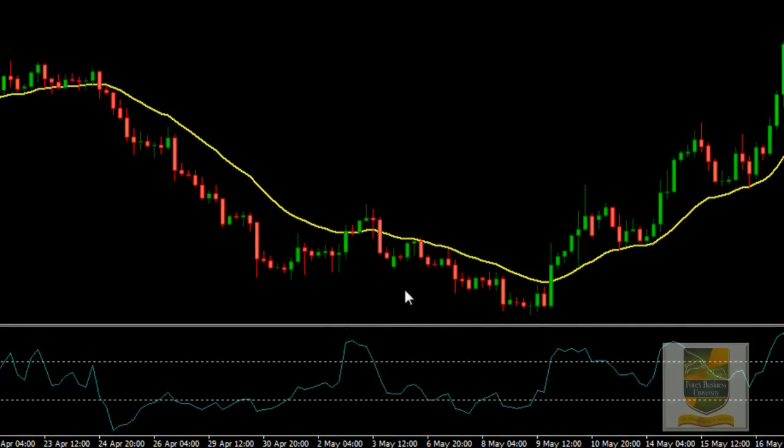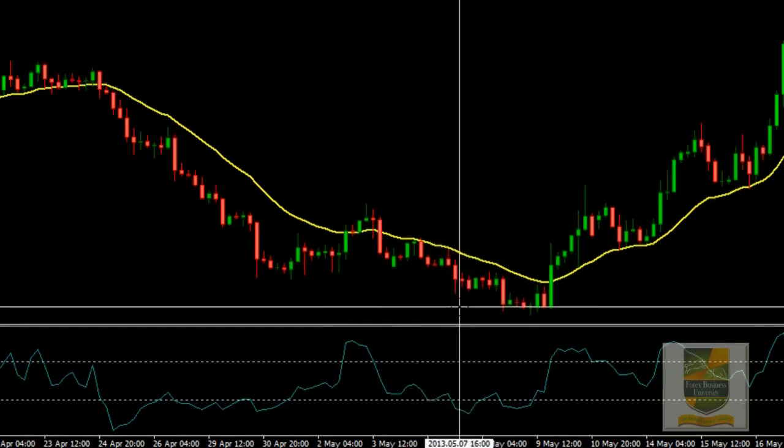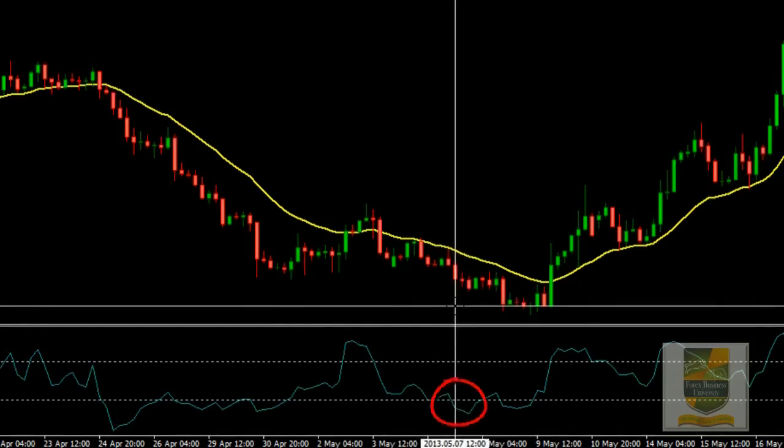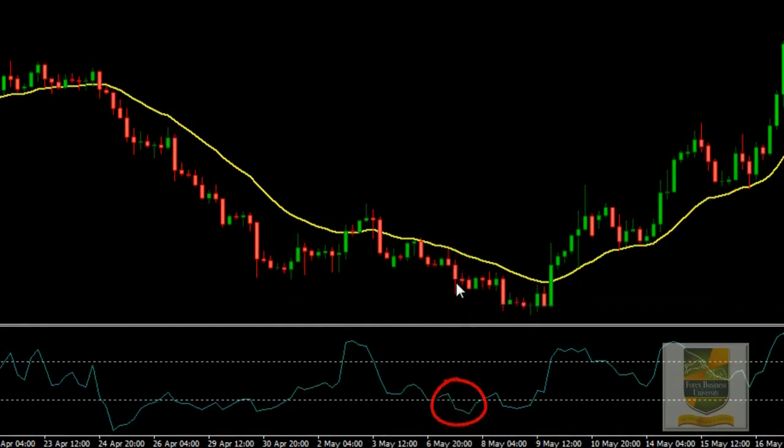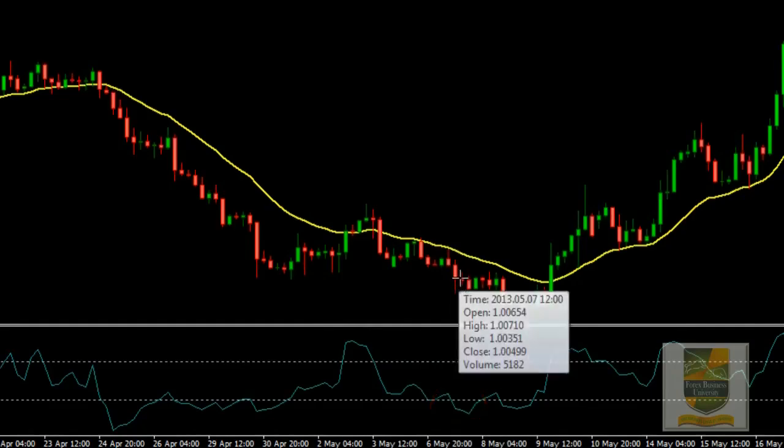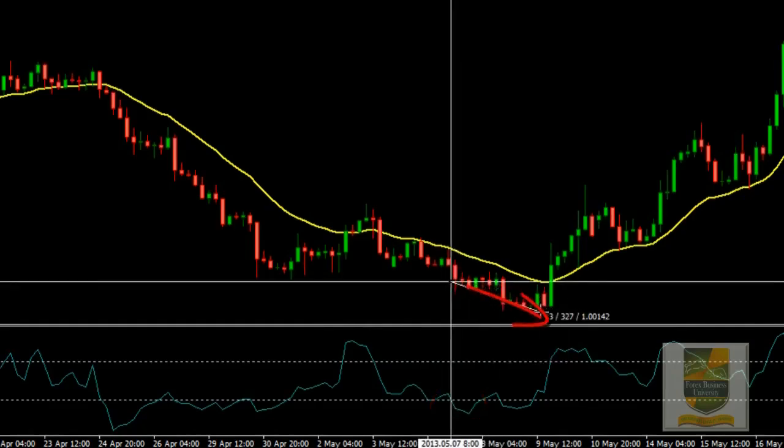But we want to make sure we are in a good strong trend, so we're going to wait for the CCI to cross into the oversold area. And right here on this candle, the CCI crossed into the oversold, and here we could have then placed our order and sold this move down.